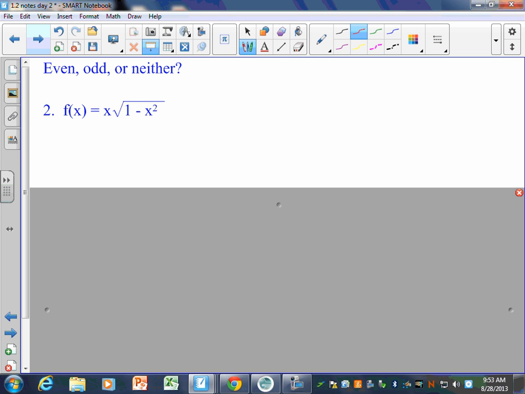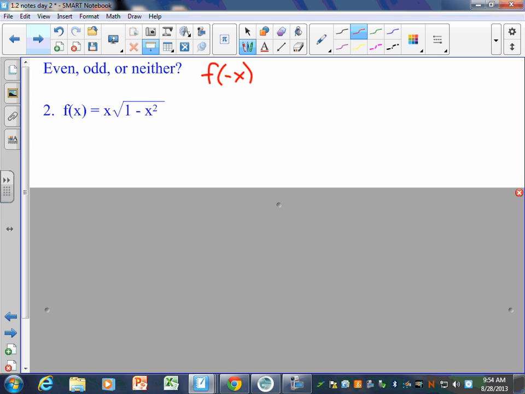Even, odd, or neither. What you're going to do to check whether something is even, odd, or neither is you want to plug in negative x and see what happens. If you get back the exact same function, it's even, because if you plug in negative x and nothing changes, it's an even function. If you plug in negative x and you get back the exact opposite function, like the whole thing is now negative, it's odd. And if it's somewhere in between, if some things change and some things don't change, it's neither. Sometimes you can tell just by looking. Sometimes it's kind of tricky like this one, where you have to actually work it out and see what happens.